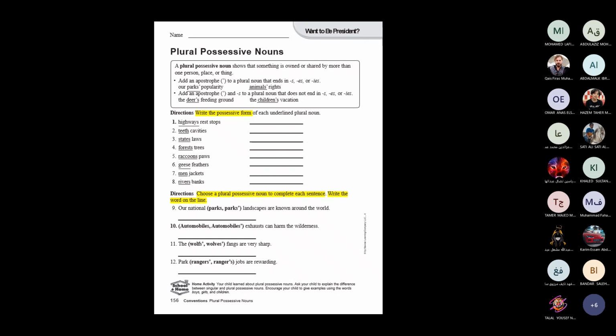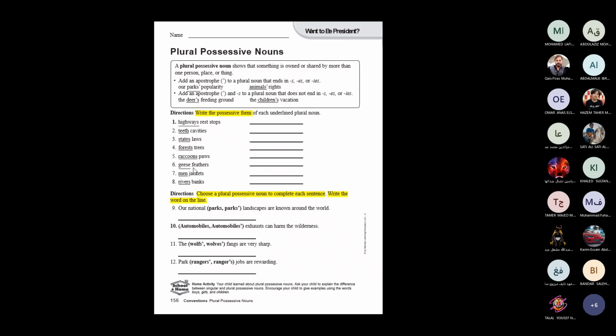Hazim Tahir, number six, not solved. You didn't solve number six. And number seven is incorrect. Hazim Tahir, hello, Hazim. Number six, it's geese, okay, geese. Does it have S at the end? The last letter, is it S? No, I'm asking you. The word geese, does it have S at the end? No. Okay, very good.